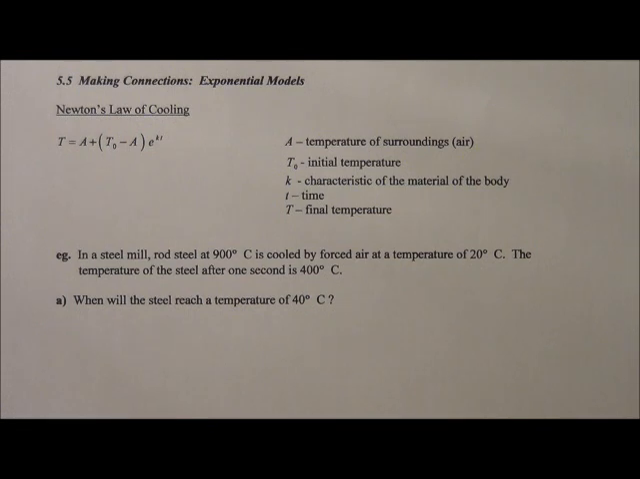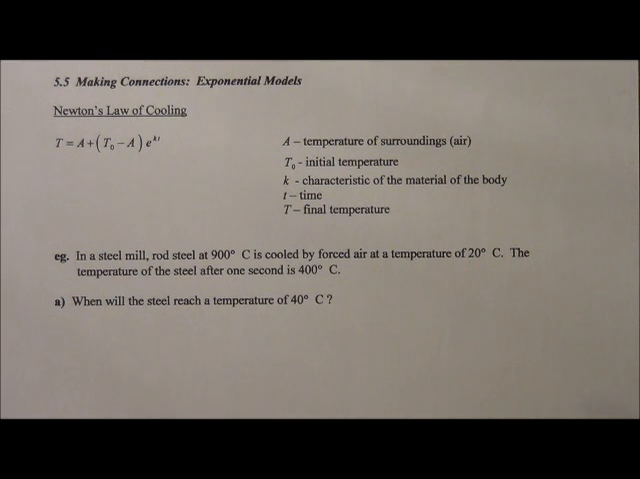So, imagine yourself in a steel mill, and rod steel is made, and when it's made, it is at 900 degrees Celsius. And it is cooled then by forced air at a temperature of 20 degrees Celsius. The temperature of the steel after 1 second is 400 degrees Celsius. Now that's some fast cooling. So what we want to do is determine when the steel will reach a temperature of 40 degrees Celsius.